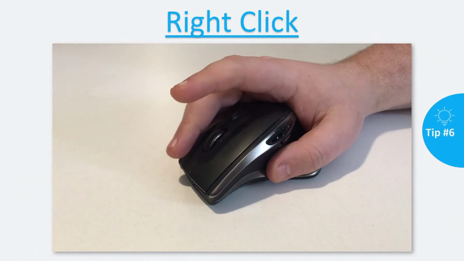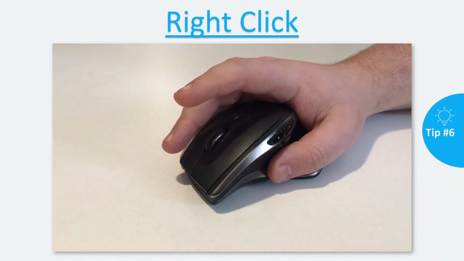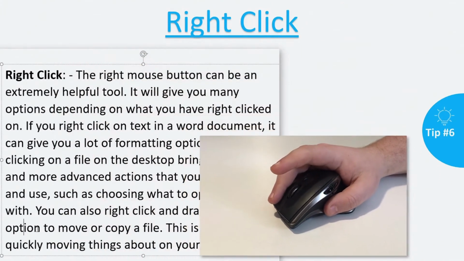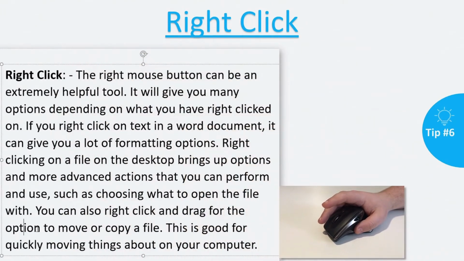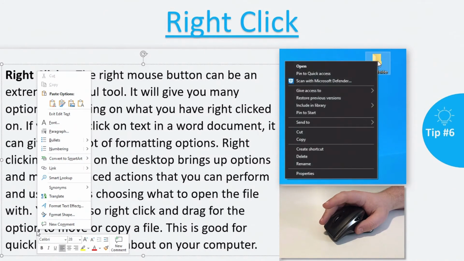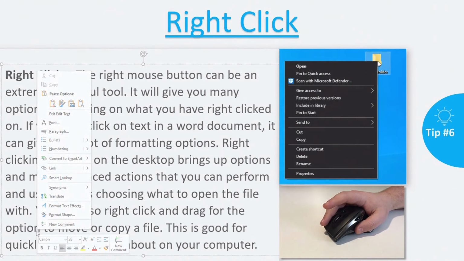Right mouse clicking. So the right mouse button can be an extremely useful tool. It can give you many options depending on what you have right clicked on. If, for example, you right click on a word in a Word document, it will bring up a bunch of formatting options that you can go through and select. If you right click on a file on your desktop, then it will bring up a bunch of advanced actions that you would be able to perform. Some of these advanced actions include choosing how to open a file and whether to run it as an administrator.